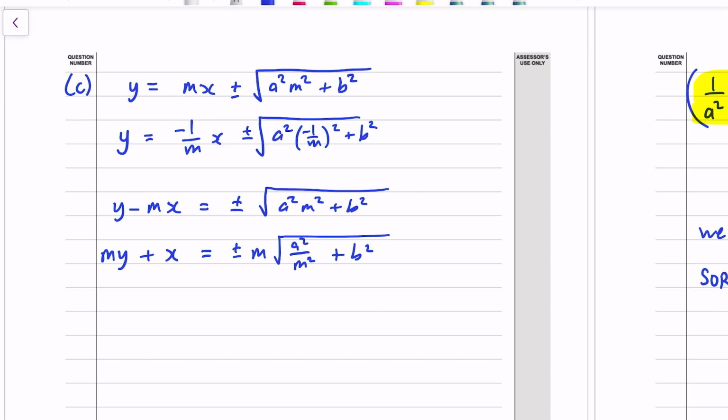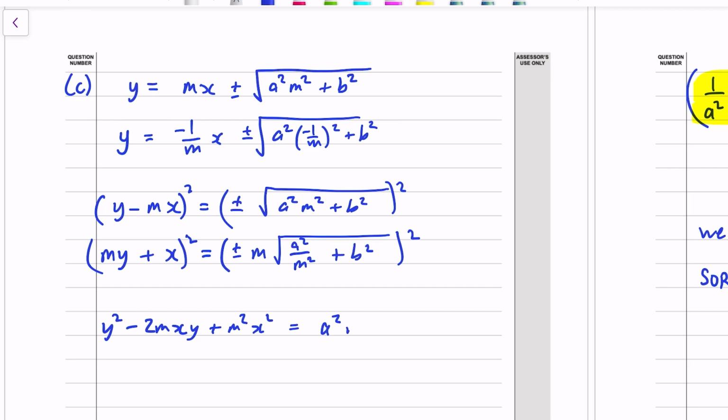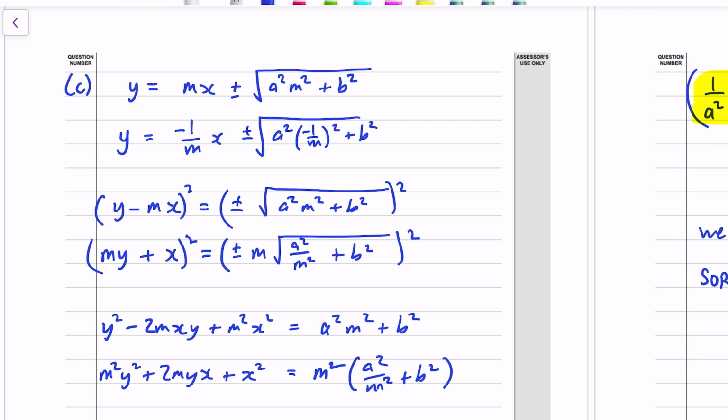Okay, now rather than make y the subject, rather than equate them while y is the subject, I'm just going to square both sides right now. So that's giving me y squared minus 2mxy plus m squared x squared equals a squared m squared plus b squared. And then the bottom equation, m squared y squared plus 2myx plus x squared is equal to m squared times a squared over m squared plus b squared. The square root disappears. Just think about why I've done that and why it's useful.